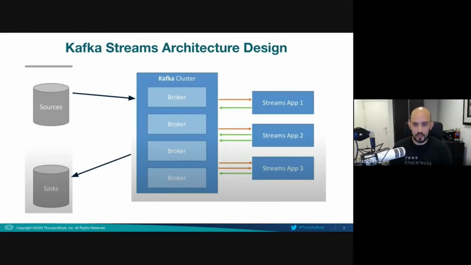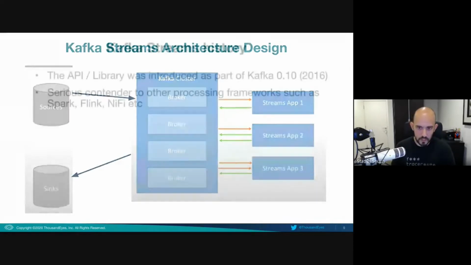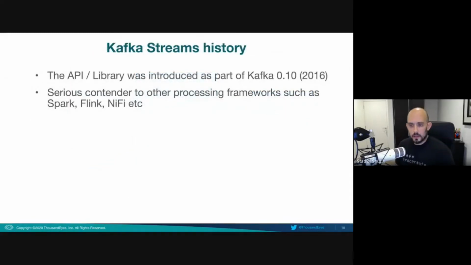To give a little bit of perspective, this is an architectural diagram of where Kafka Streams fits in. Let's say we have a Kafka cluster, and a source system that pushes things into Kafka, and then Kafka Streams is on the right side, so it consumes and produces inside Kafka. It was created in 2016, as part of Kafka 0.10, and it's considered a serious contender to other processing frameworks like Spark, Flink, or Apache NiFi.